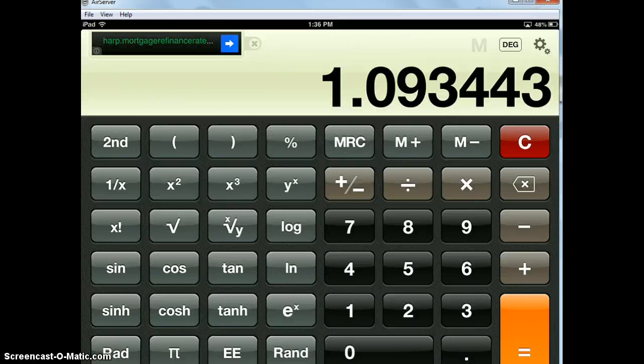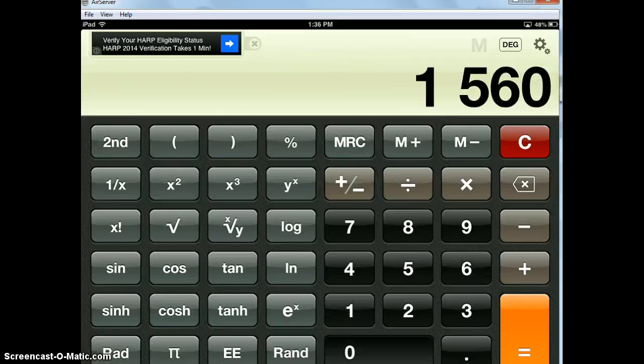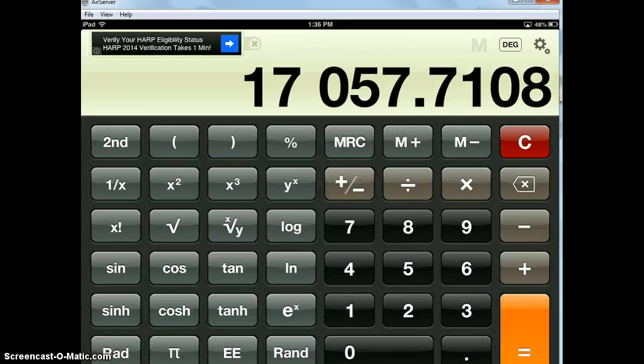Then I multiply that by my original, which was 15,600. Got it. So I come up with $17,057.71. I'm not going to actually write that into mine. You can write that into yours.